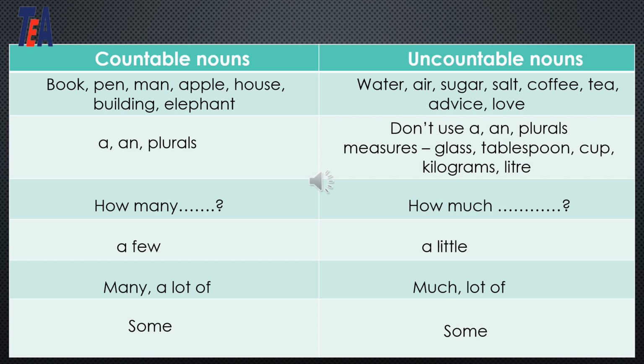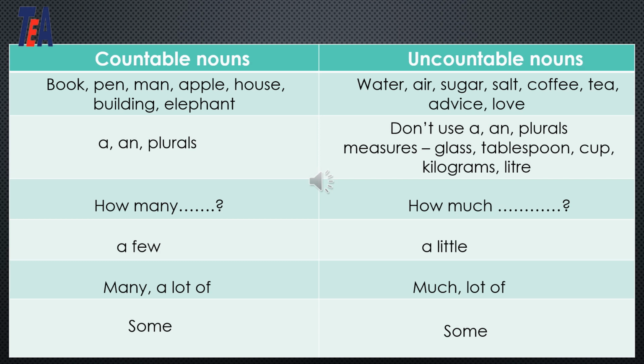Now, with any of these questions, if you know the exact answer, you can give it. You can say, there are 10 computers in my office. There is a half liter of water. There are 4 kilograms of sugar in the jar. But what about if you don't know the exact number or quantity?